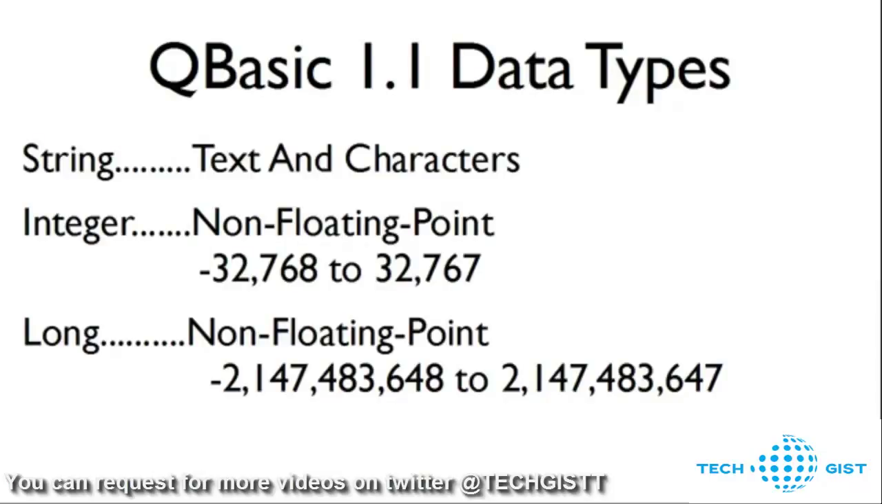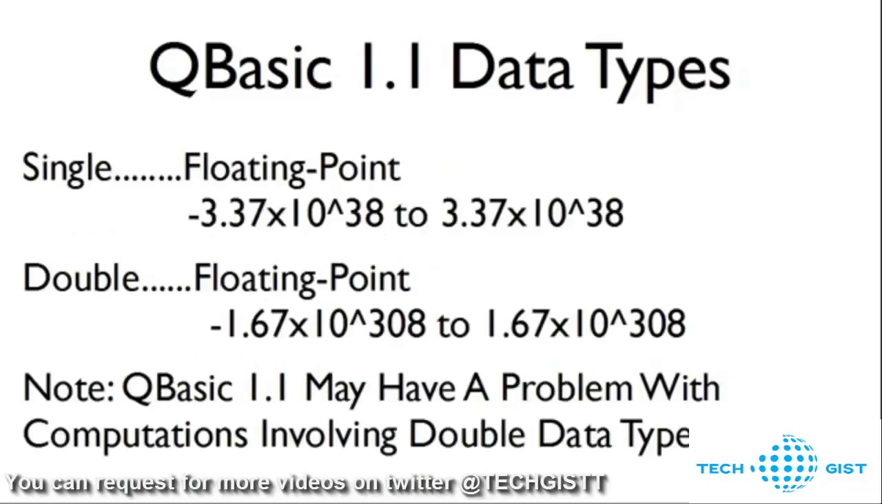String, which is basically text and characters. The integer, which is a non-floating point data type. The long data type can hold a larger number than the integer. We also have the single, which is a floating point data type, and the double, which can hold a larger number than the single data type. Also, please note that QBasic 1.1 may have a problem with computations involving the double data type, which I will show in just a moment.